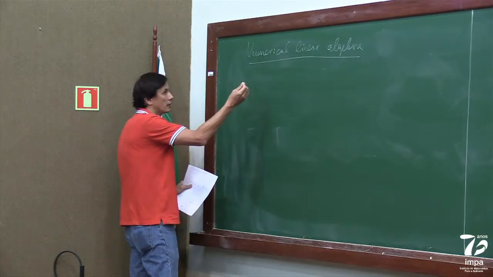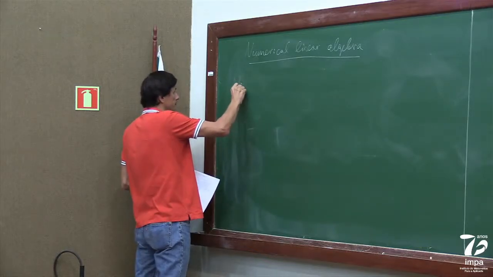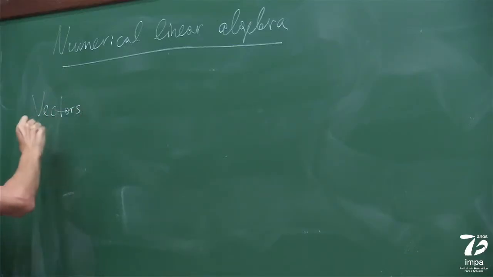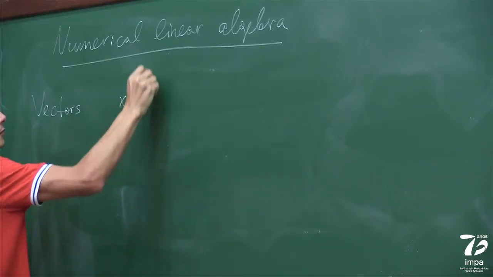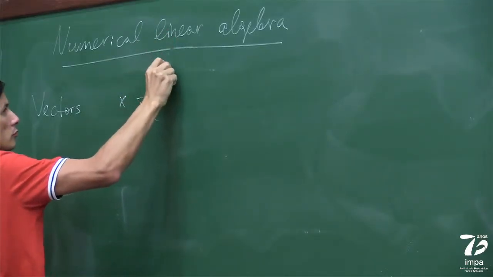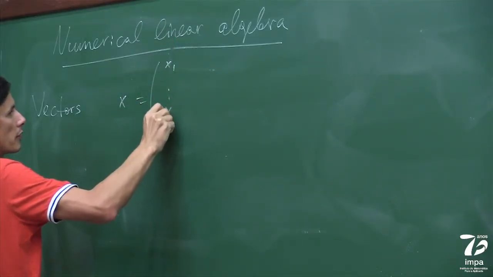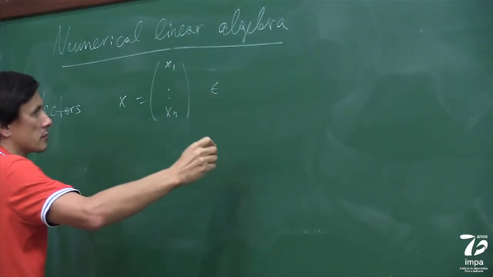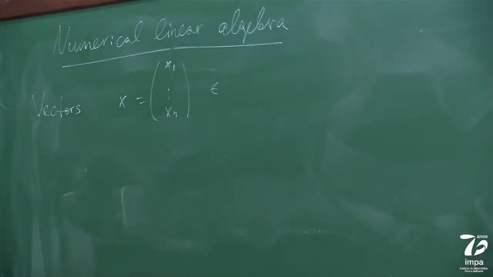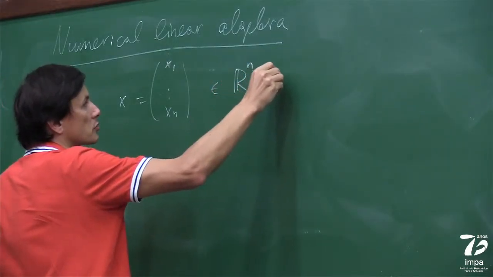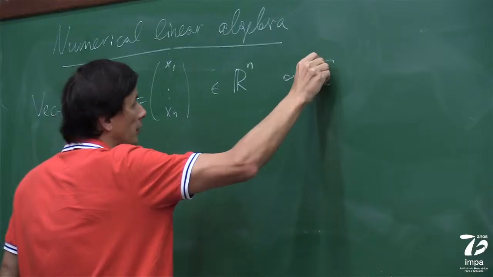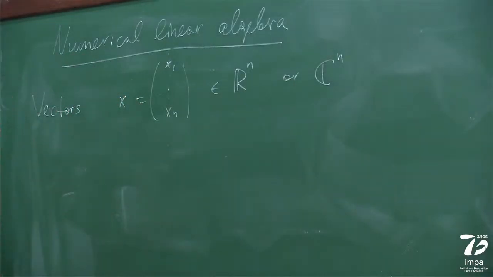So in linear algebra, we work with vectors. We will be working with vectors, which are usually written as a collection of numbers from 1 to n, and by default it's a column. It's n-dimensional and has either real components or complex components.